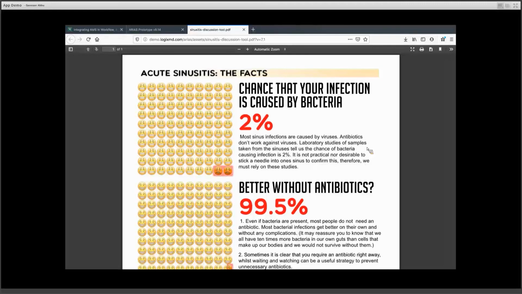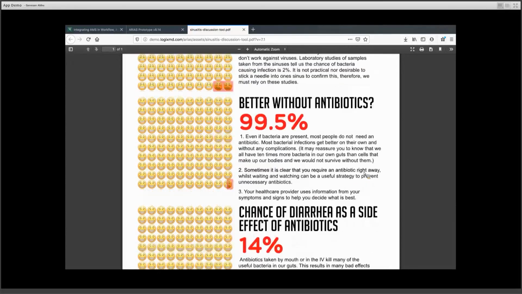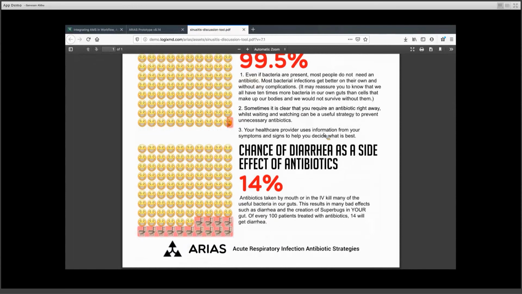But briefly, what the pictures show is that the chance that your sinusitis is caused by bacteria is about 2 out of 100. The chance that your infection, even if it is a bacterial infection, will get better without antibiotics is about 99.5%. So almost every case will get better. And then we wanted to show how this balances with the potential for side effects by prescribing an antibiotic. And this clearly reveals that your chance of getting diarrhea is about 14%.